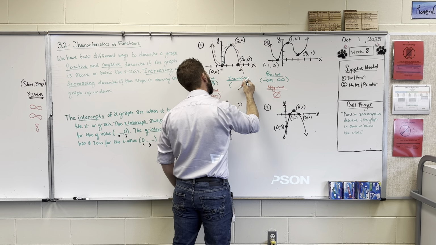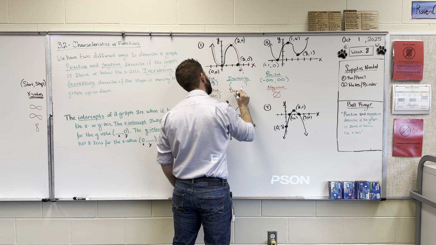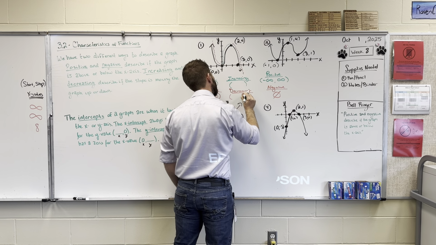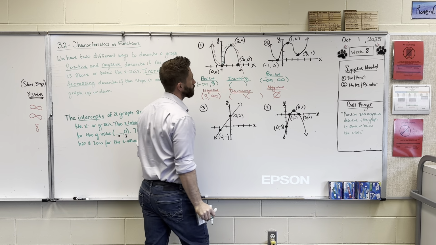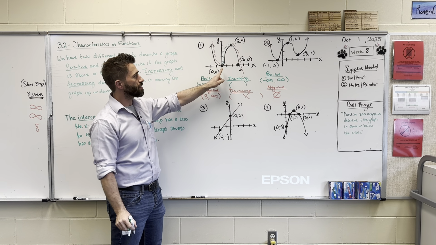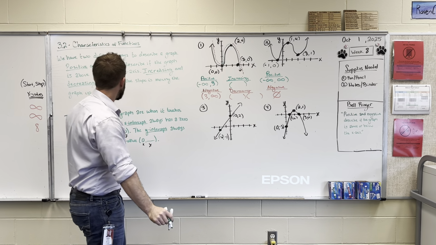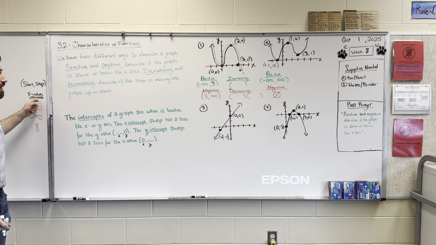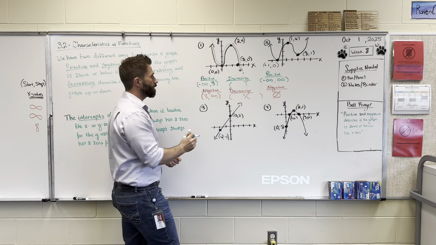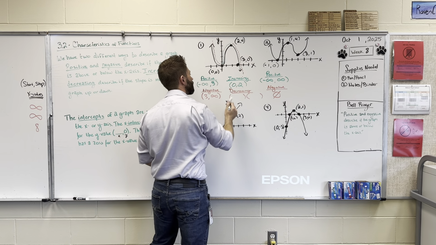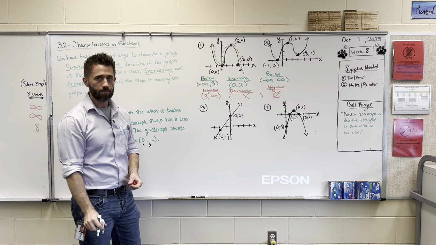And I have one portion. Decreasing, I have two. So I have 1, 2. My increasing portion is easy. I'm increasing from 0, 0 to 2, 4. But again, I don't care about both values. I just care about the x value. So from 0, 0, the x value is 0, to 2, 4, the x value is 2. I'm going up from 0 to 2.